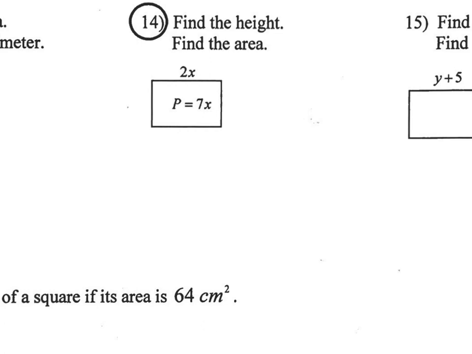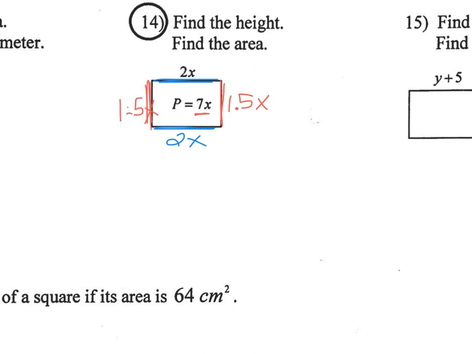Very interesting. So the perimeter, if one side is 2x here, then the opposite side is also 2x. 2x plus 2x is 4x. I need to make 7x. So that means I have 3x to split. So yes, this is 1.5x. And this is 1.5x.